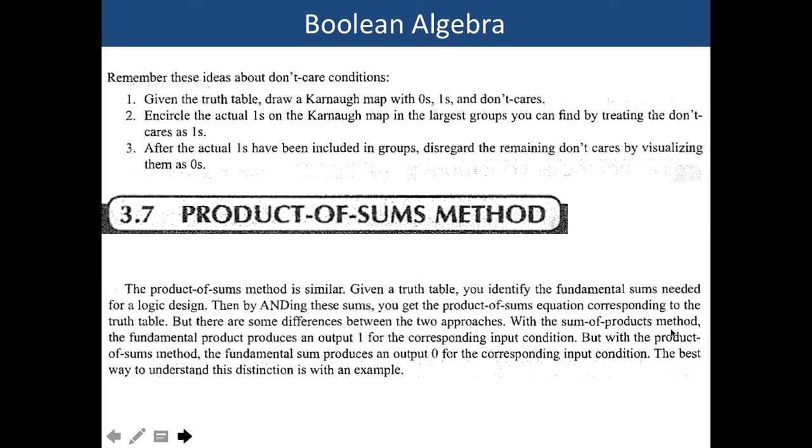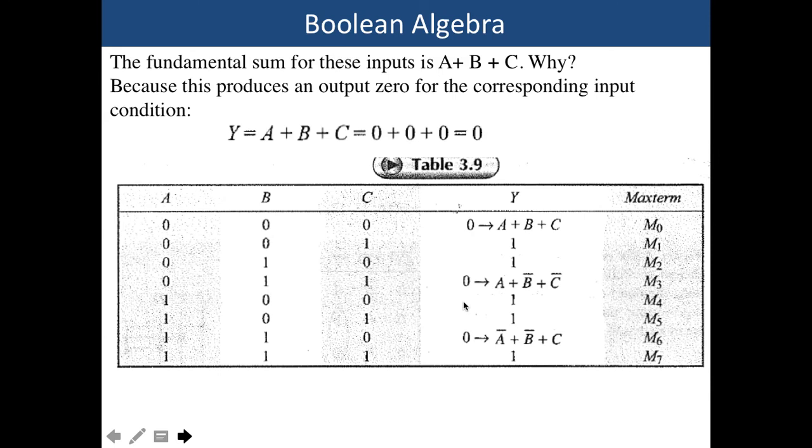With the sum of the product method, the fundamental product produces an output 1 for the corresponding input condition, but in the product of the sum method, the fundamental sum produces an output 0 for the corresponding input condition. So it is reversed as compared to sum of the product. The best way to understand this distinction is with an example. So this is the example: the fundamental sum of these inputs, like A plus B plus C, product of sum Y.